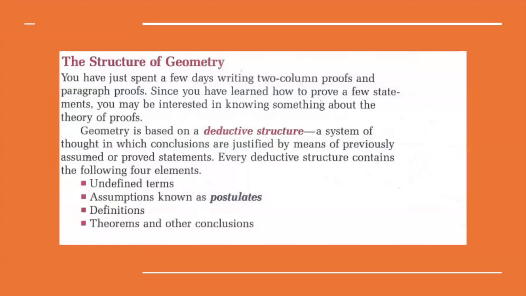You have just spent a few days writing two-column proofs and paragraph proofs. Since you have learned how to prove a few statements, you may be interested in knowing something about the theory of proofs. Geometry is based on a deductive structure, which is a system of thought in which conclusions are justified by means of previously assumed or proved statements. Every deductive structure contains the following four elements: undefined terms, assumptions known as postulates, definitions, theorems, and other conclusions.